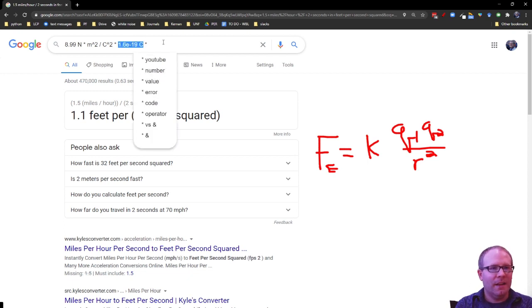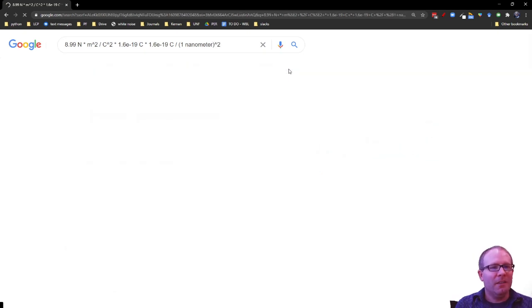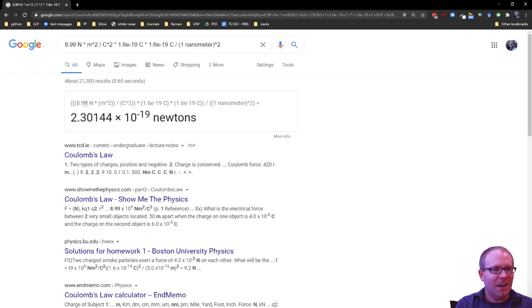Let's repeat that. Another nice thing about working on Google, you can copy and paste your calculations. It's a little bit more difficult to do that on a graphing calculator. I don't even remember whether you can do that on a graphing calculator. And let's say they're separated by 1 nanometer, and I got to square that, right? So I run this, I will get my answer of 2.3 times 10 to the negative 19 newtons.